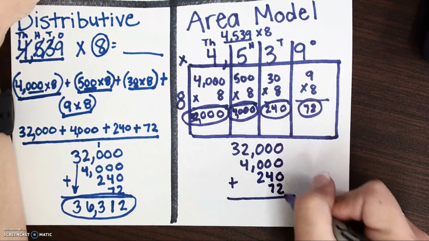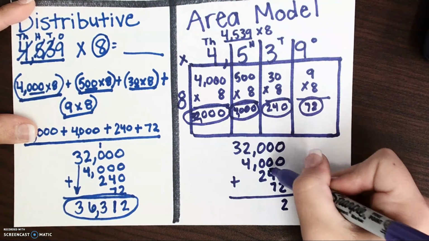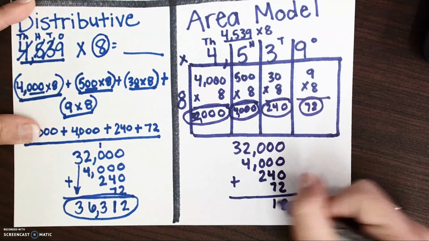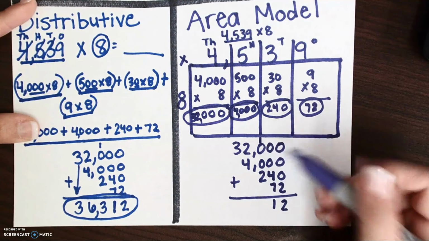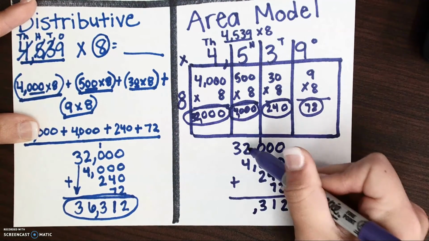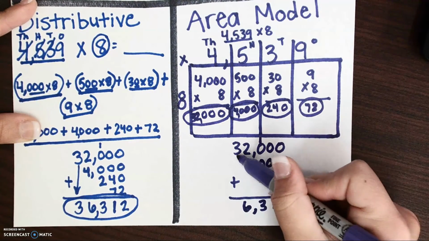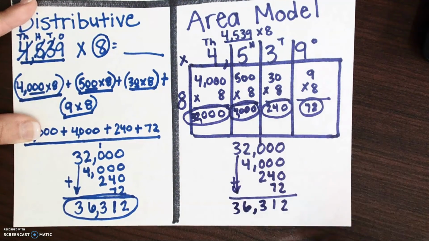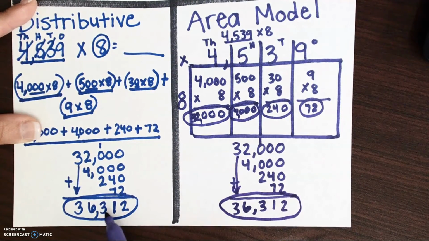Right, 0, 0, 0, 2 is 2. I know 4 and 7, I don't have to worry about these zeros. 4 and 7 is 11. Add my 1 to the next place over. 2 and 1 is 3. Bring my comma down. 2 and 4 is 6. And bring my 3 down. 36,312. It matches.